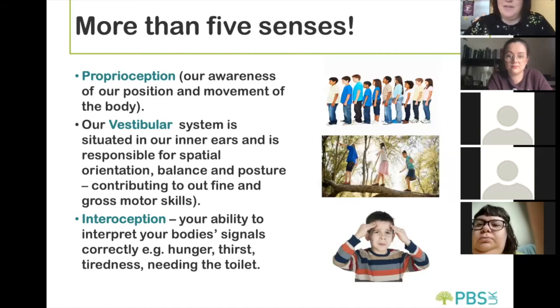And that certainly fits with some of the people I've supported in the past, in the ways in which they've presented, that they've not been able to interpret those signals as effectively as someone who isn't experiencing that sensory difference. So these 3 additional senses are where we are in space, our balance, and our ability to interpret those signals. They're the 3 other senses that we're going to look at.